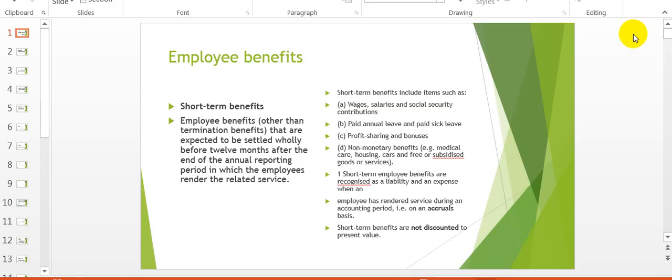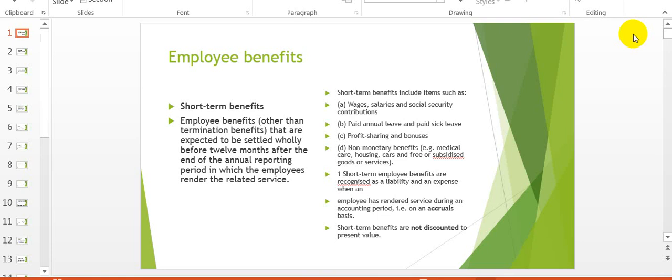Welcome to this session on employee benefits, IAS 19. We'll start with short-term employee benefits, which are benefits other than termination benefits. These are expected to be settled wholly before 12 months after the end of the annual reporting period in which the employees render the related service.